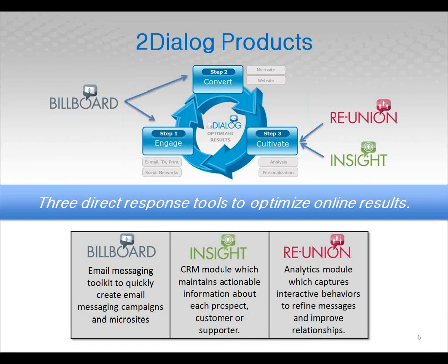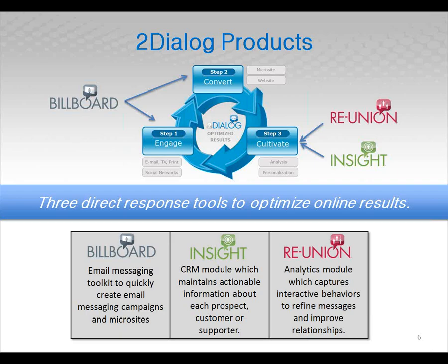Okay, so this is how our products fit into the overall engagement. Steps 1 and 2 are addressed by our Billboard tool. Billboard is the online communications. That's where you're going to send emails and build microsites, landing pages, donation pages. So that's steps 1 and 2. And then Reunion, again, is our CRM. That's where all the information, all of the actionable data is housed. And Insight is really just that: end-to-end visibility of the entire engagement.